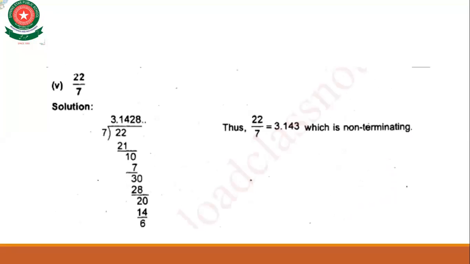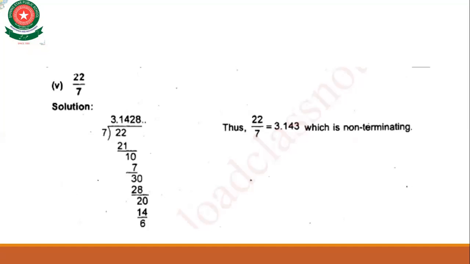Now the part number 5, 22 by 7. The solution is 3.1428, 22 by 7. So here we'll put 22 inside the square root because it is the numerator, and 7 outside the square root, which is the denominator.